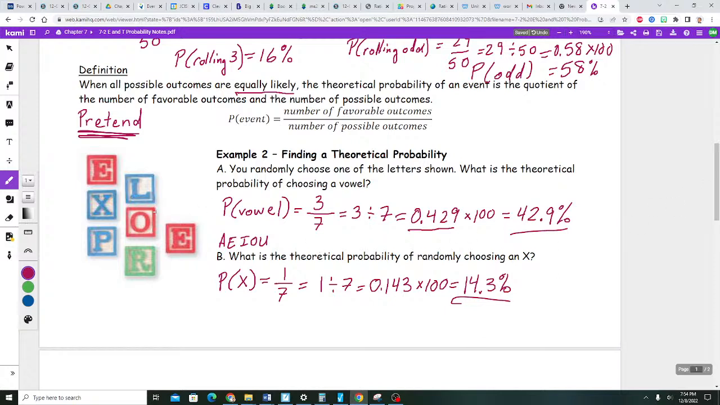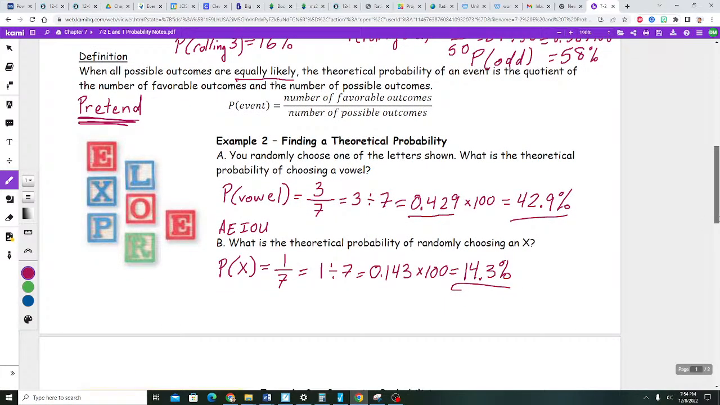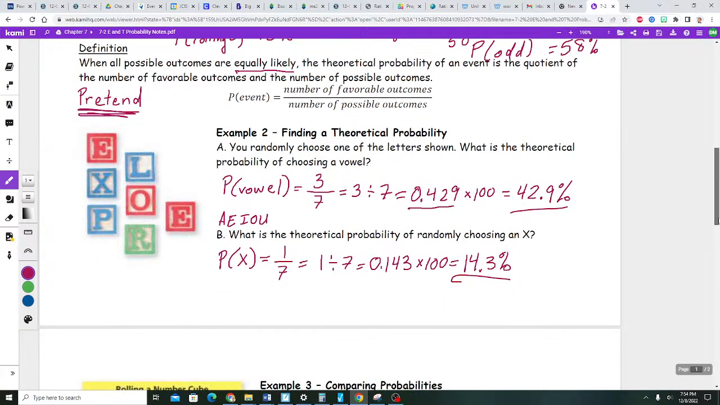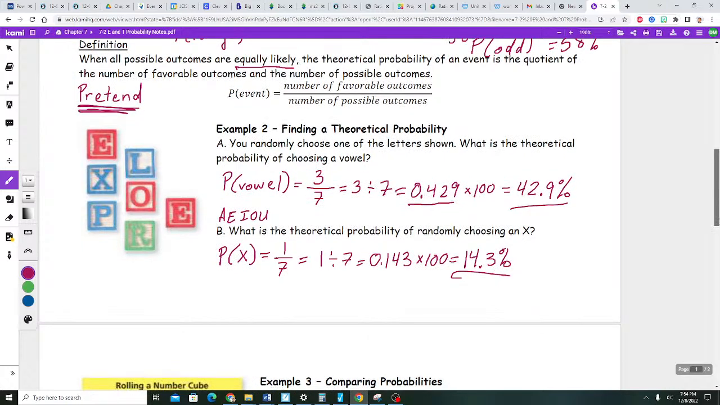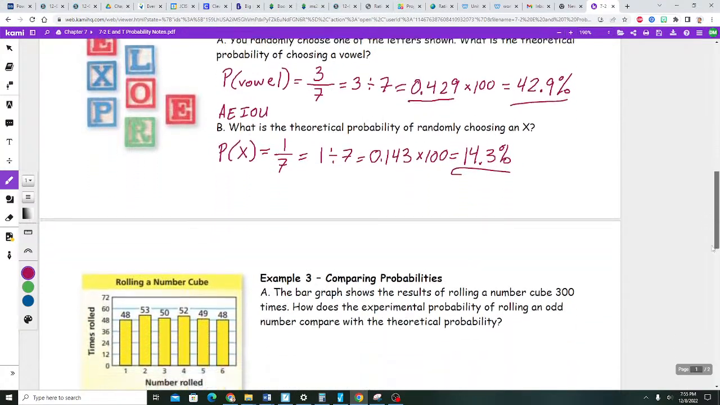So again, we didn't actually pick up letters. We just examined things with our eyes and with our minds, and we said, hey, this is what could happen, and it will happen if we do it enough times.